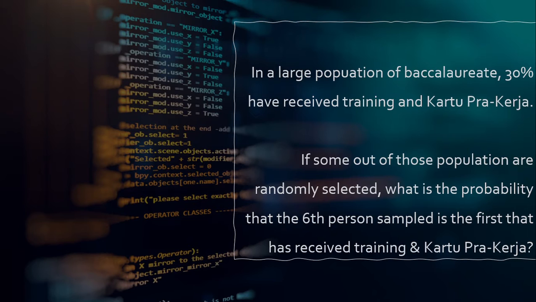So in a large population of baccalaureates, or let's just say postgraduates, or someone who just graduated from college, 30% of them have received training and Kartu Prakerja. If someone out of that population is randomly selected, what is the probability that the 6th sample is the first that has received training and Kartu Prakerja?